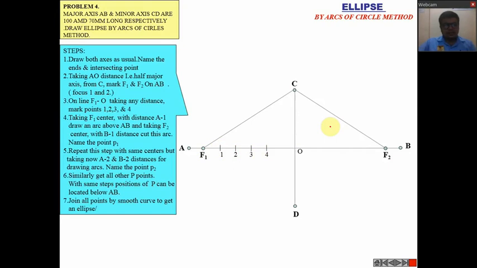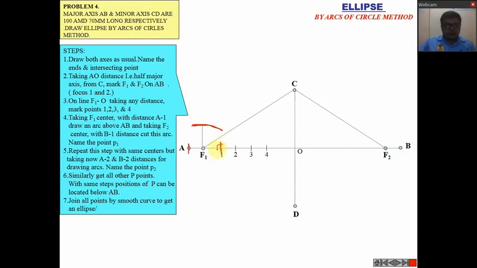Next step is very simple. You have to take the distance from A to 1 with the use of rounder. Okay, take the distance A to 1 with the use of rounder. Then next step, F1 as a center, and you have to make one arc here, something like this.